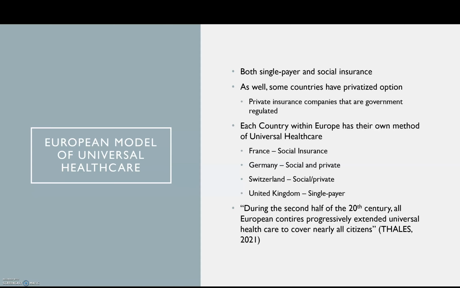Thales, in 2021, stated that during the second half of the 20th century, all European countries progressively extended universal healthcare to cover all of its citizens. So it wasn't until recently that Europe started to fully move into a universal healthcare model.